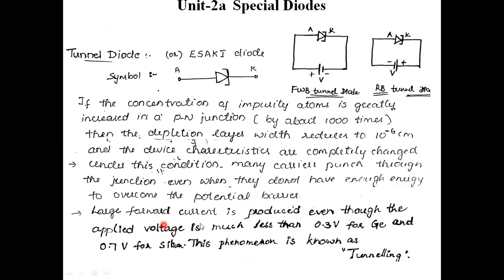Next one, large forward current is produced even though the applied voltage is much less than 0.3 volts for germanium and 0.7 volts for silicon. This phenomenon is known as tunneling. Tunneling means punch through of the charge carriers. Simply, the single-word meaning is that tunneling means punch through of the charge carriers. That is the point you have to memorize.